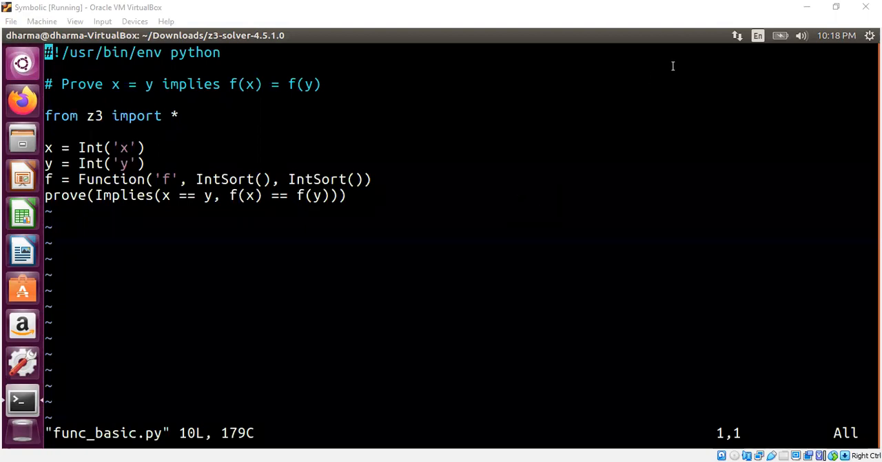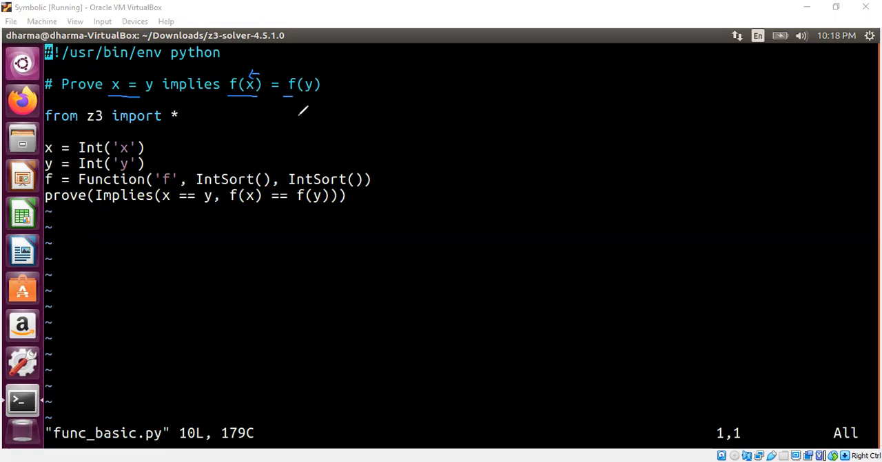Let's take an example. We all know that if x is equal to y, then f of x is equal to f of y. It makes sense if f is a deterministic function, right? You call f with some input x. We expect the output of calling f with x to be the same as the output of f on y, given that x and y are equal. We are assuming f is a deterministic function.